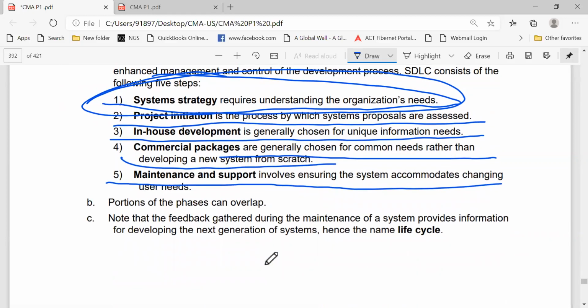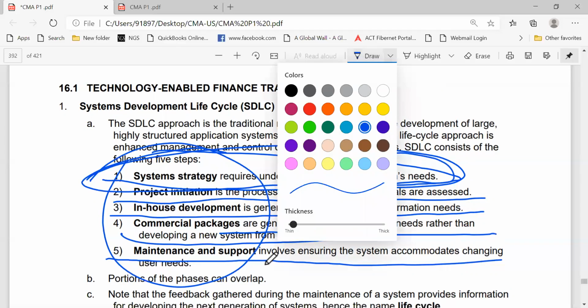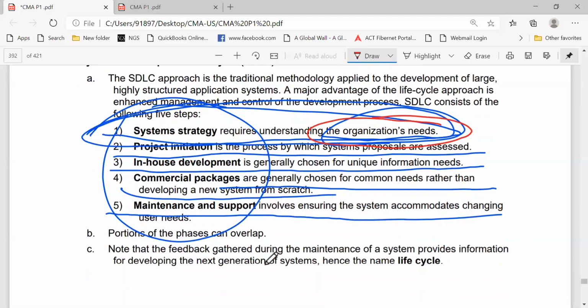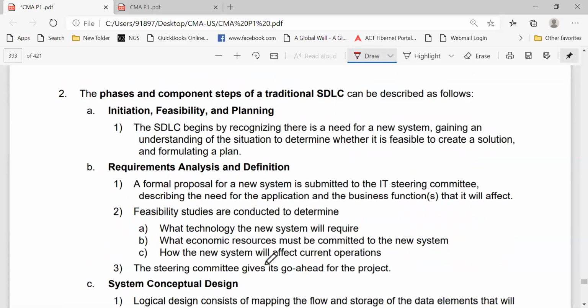Now there is always a feedback system in developing this system. You can see here, if anything more is required from the user, there are the organizational needs. This is the main point which you need to understand: how you develop a system is as per the organization's needs. Now, the phases and components setup of a traditional system development.